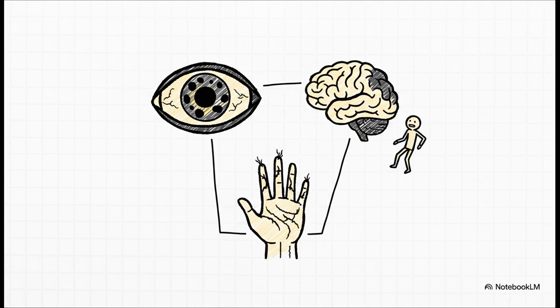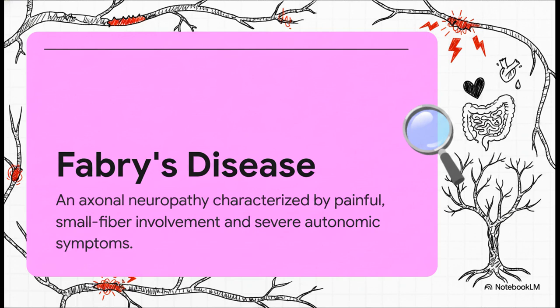Number one, retinitis pigmentosa, which messes with their vision. Number two, cerebellar ataxia, so they have big problems with balance and coordination. And number three, the peripheral neuropathy we've been talking about. That triad is your huge clue. Last one on our tour is Fabry's disease. We're back to an axonal neuropathy here. And if you had to describe Fabry's in just a few words, it would be pain and autonomics.